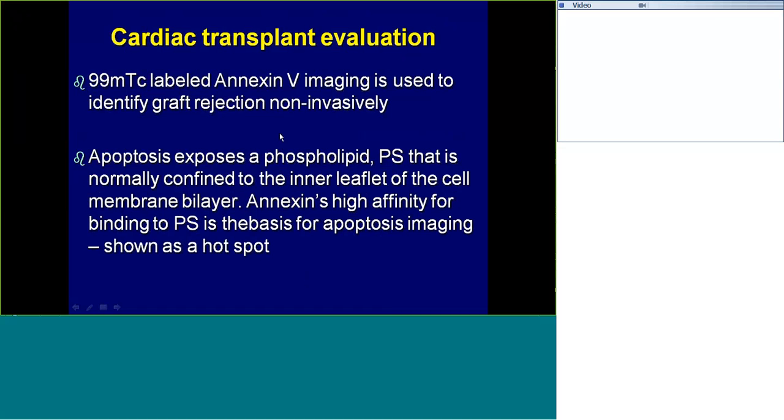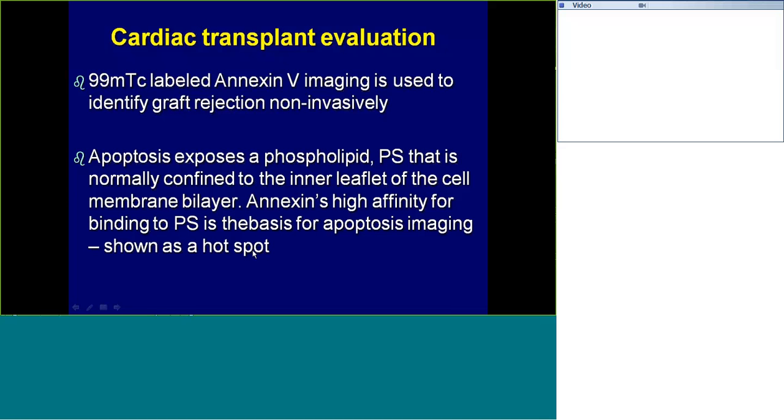But basically what you are looking for is any apoptotic segment or any early rejection is going to show increased uptake of annexin 5, and that is something called hotspot. Till now we were seeing reduced perfusion defects, but here you will look for an increased annexin uptake in the form of hotspot imaging.